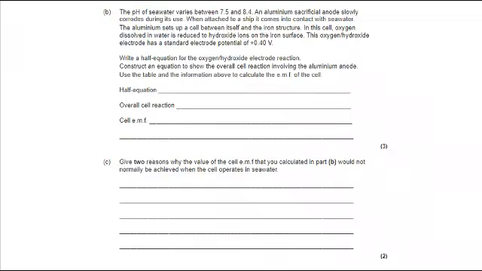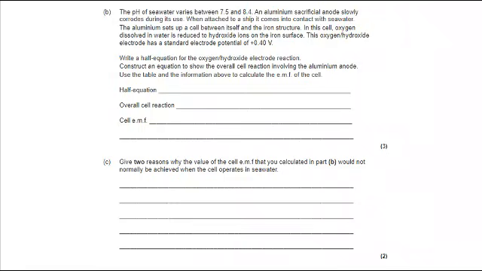Moving on to parts B and C. In B, the pH of seawater varies between 7.5 and 8.4. An aluminium sacrificial anode slowly corrodes during its use, and when attached to a ship, when it comes into contact with seawater, the aluminium sets up a cell between itself and the iron structure. In this cell, oxygen dissolved in water is reduced to hydroxide ions on the iron surface. This oxygen hydroxide electrode has a standard electrode potential of +0.4 volts.